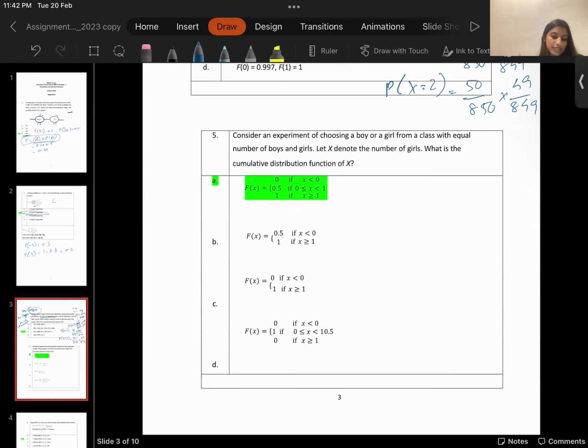And then next, consider an experiment of choosing a boy or a girl from a class with equal number of boys and girls. You have equal number of boys and girls.